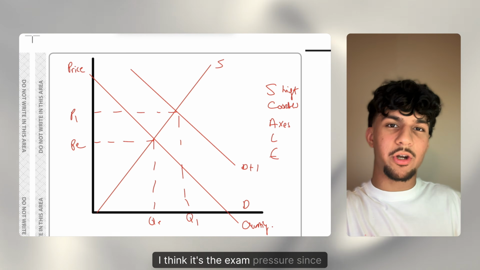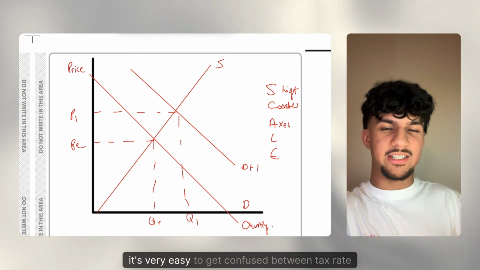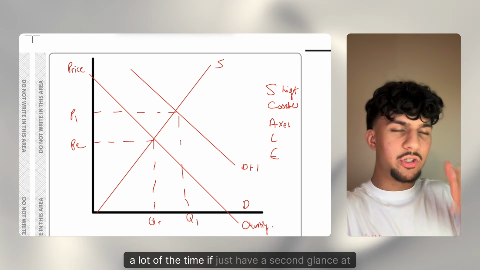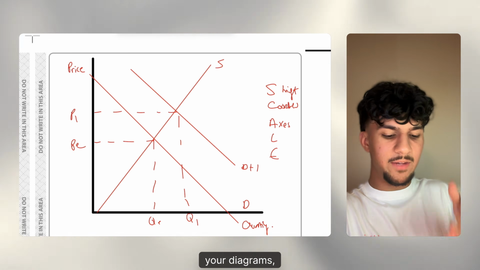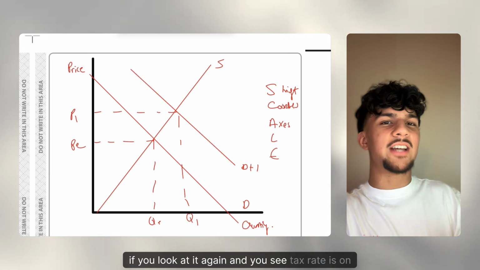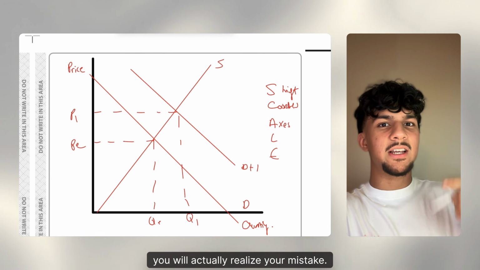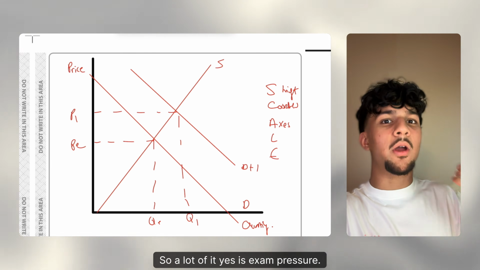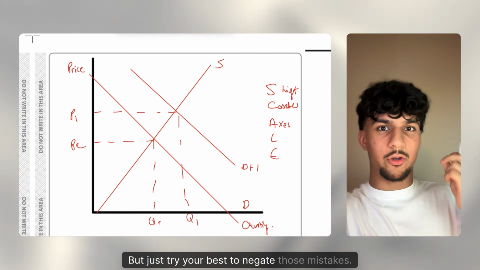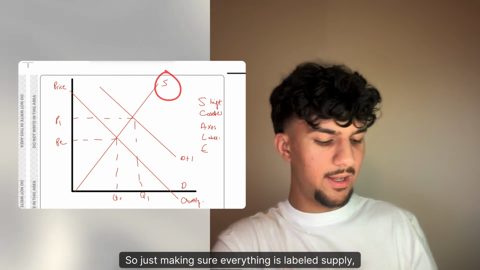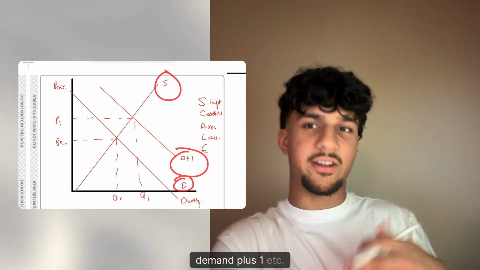I think it's the exam pressure, since it's very easy to get confused between tax rate and tax revenue. But a lot of the time, if you just have a second glance at your diagrams and you see tax rate is on the wrong axis, you will actually realise your mistake. So a lot of it, yes, is exam pressure, but just try your best to negate those mistakes. L stands for label, so just making sure everything is labelled: supply, demand, demand plus one, etc.